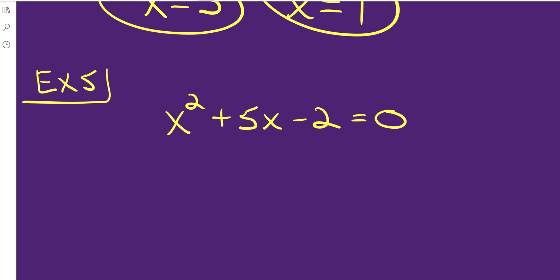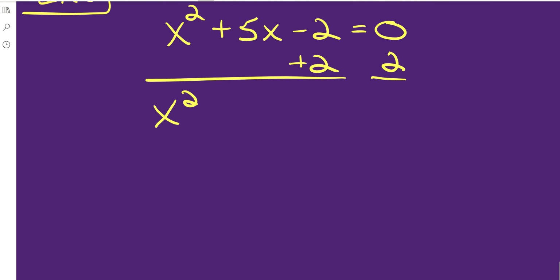Okay, and they want us to do this by completing the square again. All right, so what's the criteria? My lead coefficient has to be 1, so it is, so we're good with that. And then I want to get rid of the C value that is currently there. So I'm going to just simply move it over to the right side by adding 2 to both sides. Then I've got x squared plus 5x plus what equals 2.